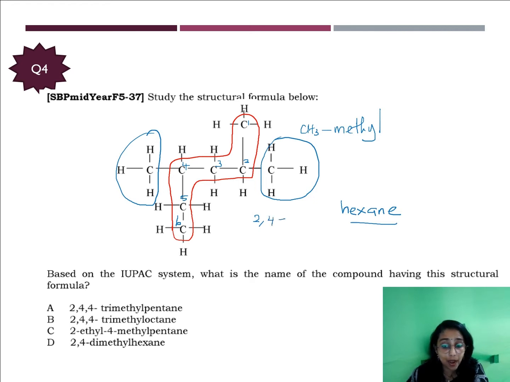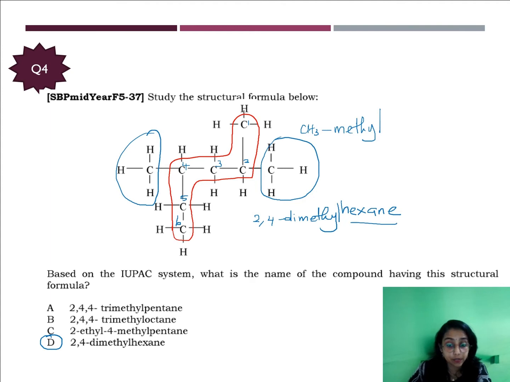If there is only one, we just say methyl. But if there is more than one attached group, then you have to use a prefix like di. If it's 3, you have to use tri. If it's 4, we will say tetra. So right now it's 2, so we mention it as dimethyl hexane. With that, you should be able to find the longest carbon chain.